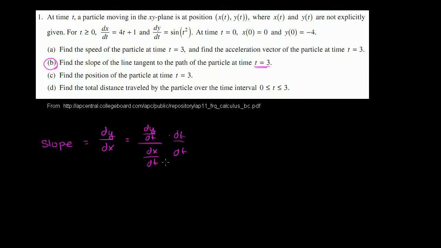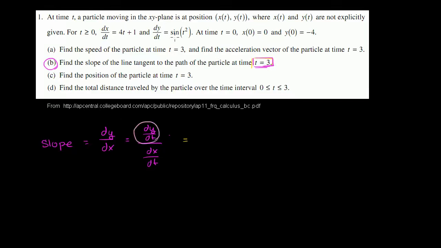And the reason why I wrote it this way is that they actually give us these values. They give us dy dt and they give us dx dt. So if you wanted to find the slope at time, what do they want? At time equals 3, we just have to find dy dt at time equals 3 and dx dt at time equals 3.